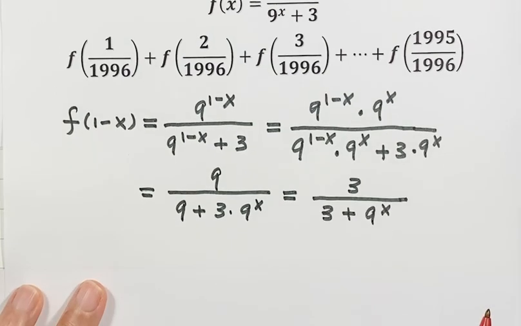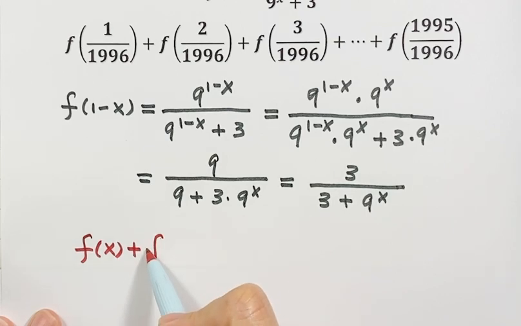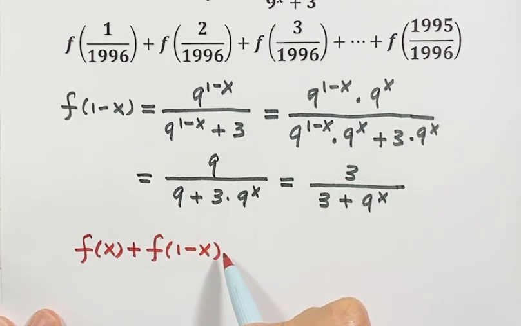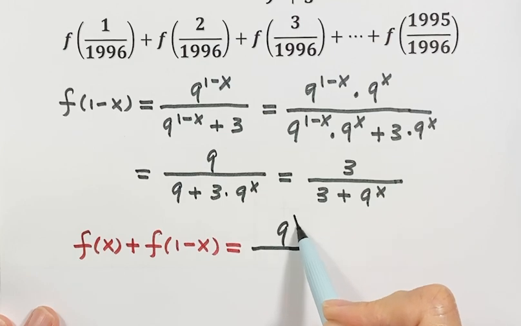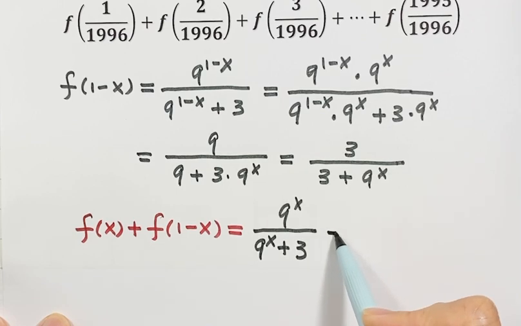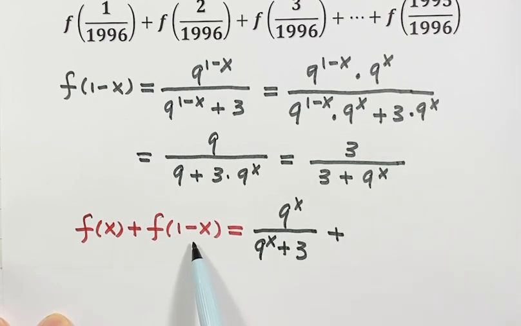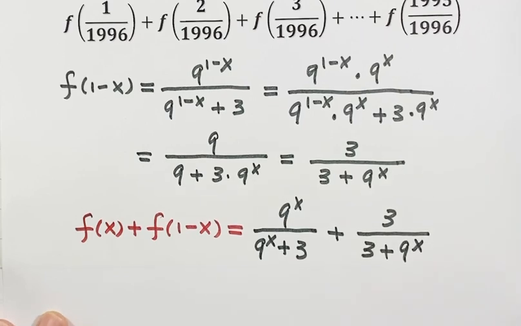Next, I want to see what happens if we add these two together. Just f of x plus f of 1 minus x. Because f of x is just the function that's given, 9 to the x over 9 to the x plus 3. Then f of 1 minus x is just this one, 3 over 3 plus 9 to the x.